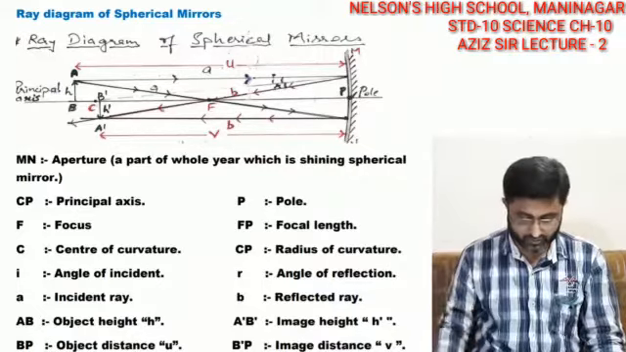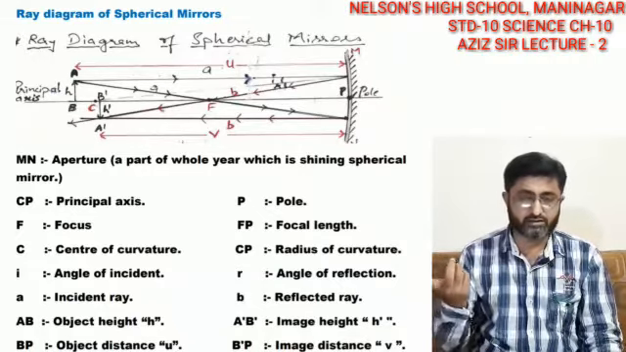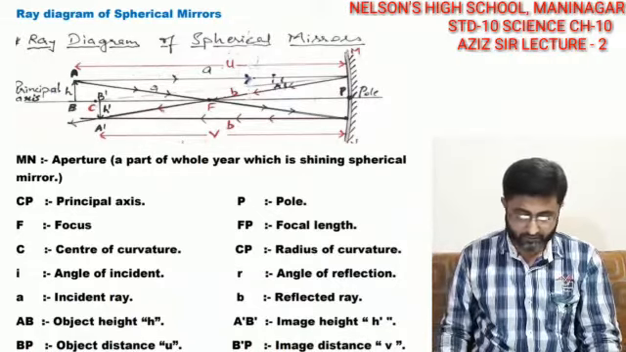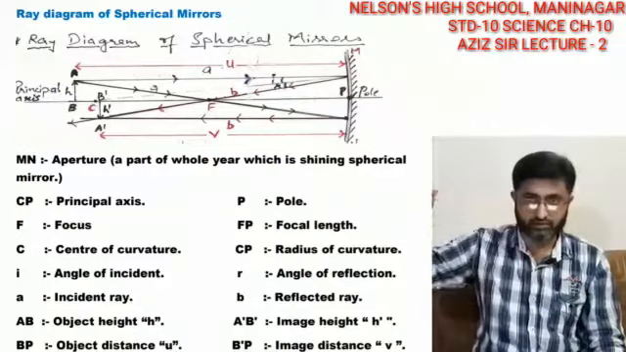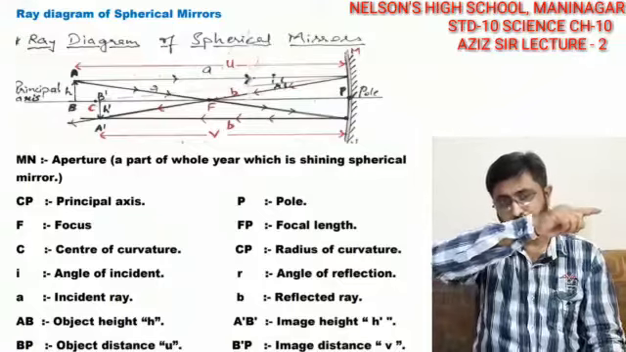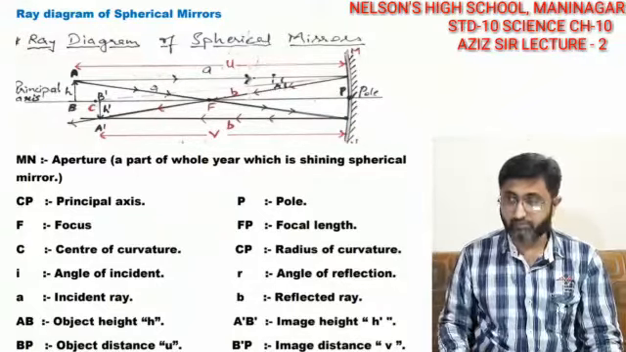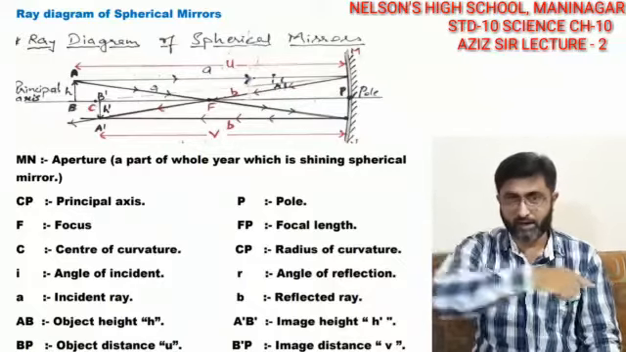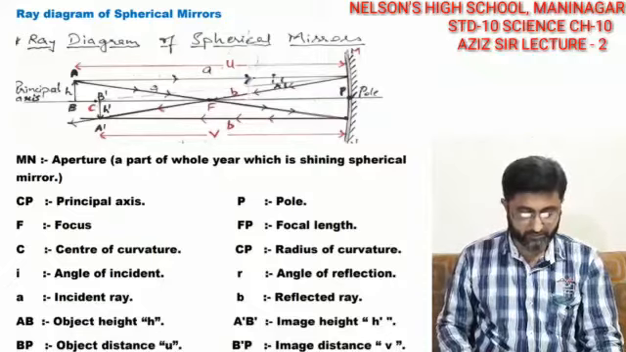Now as I mentioned, I is an angle of incidence, the same way R is an angle of reflection. Now A is an incident ray, the ray which has been mentioned as A, that is coming from the object, that is why it has been mentioned as an incident ray, and after striking, going back towards the focus or passing through the focus is called a reflected ray.